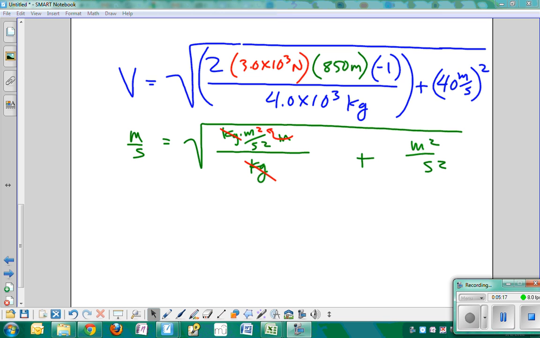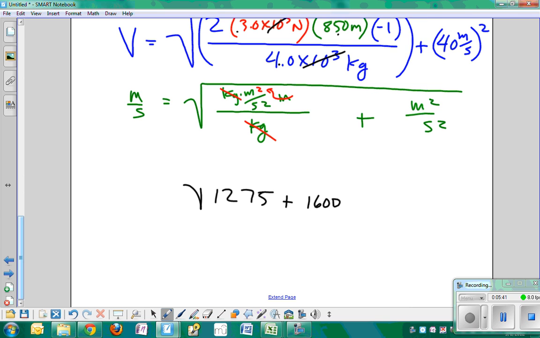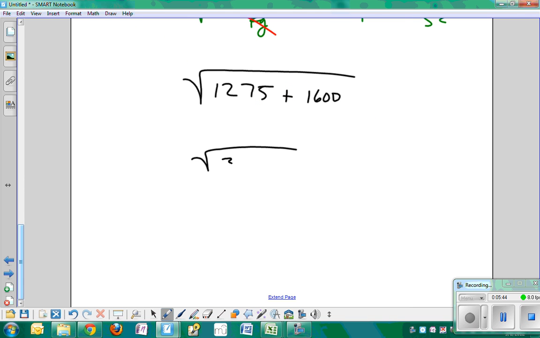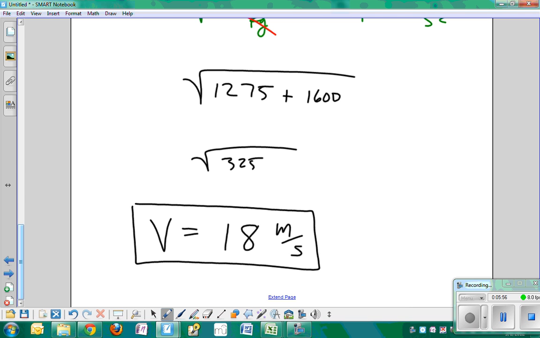All right, now let's look at our numbers. Looking at the exponents, we can see that the powers are going to cancel out. That's pretty easy. And then we got 6 over 4 is 1.5. 1.5 times 850 is 1275. Plus 40 squared is 1600. So we're going to get the square root of that. So that's around the square root of 325. 18 squared is 324. That's perfect. All right, so our final velocity is going to be very close to 18 meters per second. Very close. For all intents and purposes, let's call it 18 meters per second.